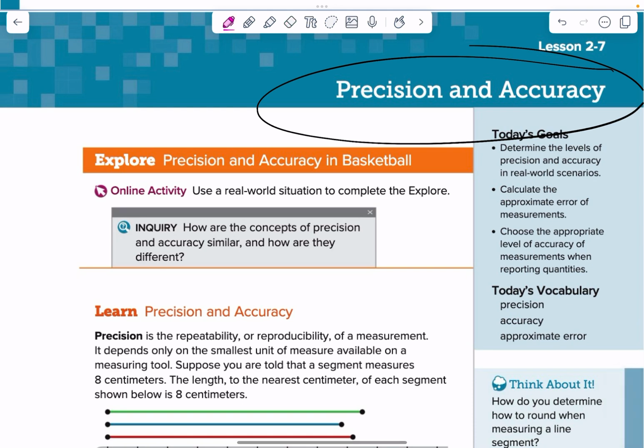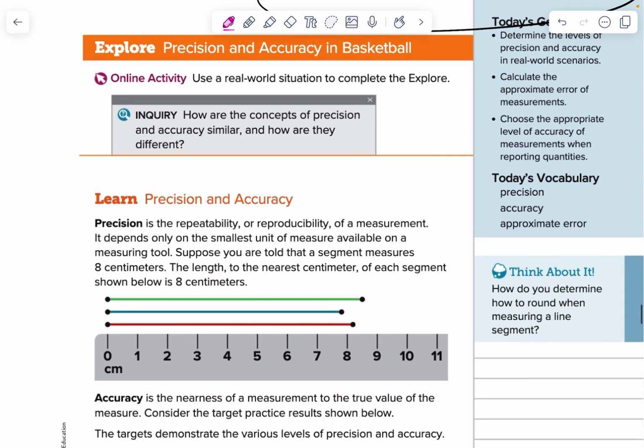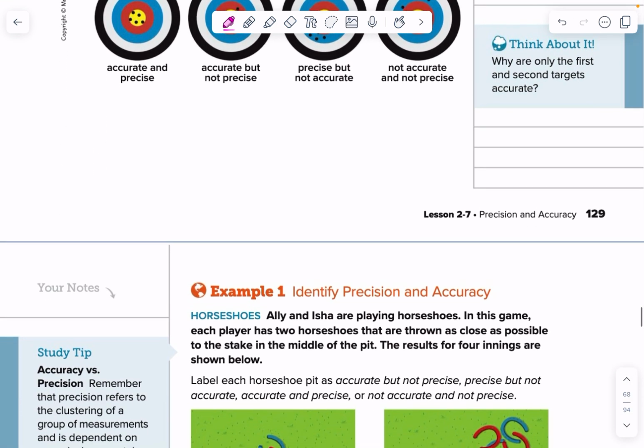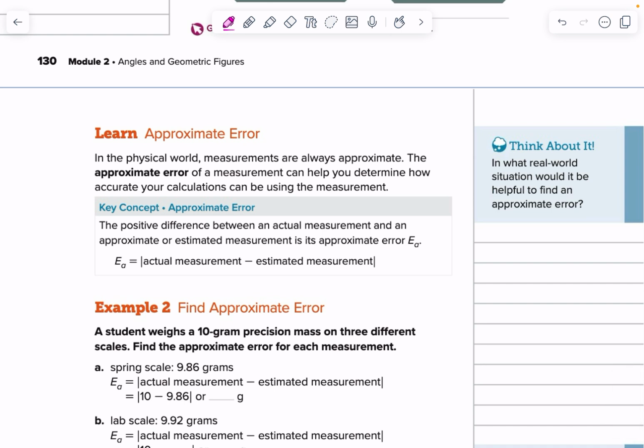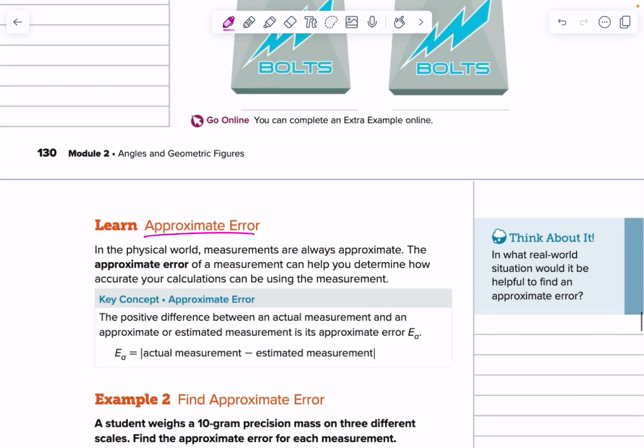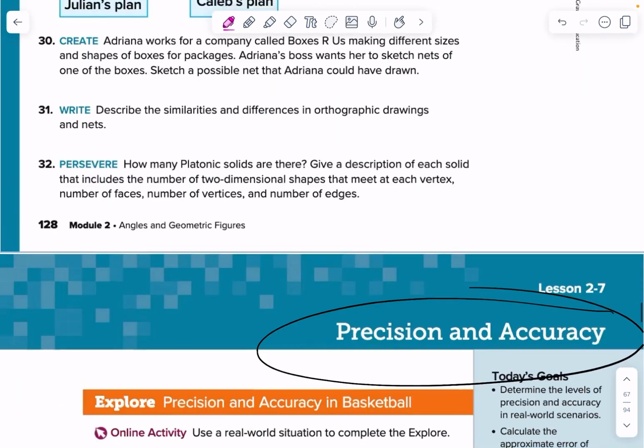We got new textbooks last year, and in the books before this, precision and accuracy was actually a longer section, and they had us calculate what's called relative error and absolute error. And they don't have us do that this time. Relative error has to do with precision. Absolute error has to do with accuracy. Absolute error is kind of a tricky formula thing that you do. But now they're just having us do approximate error, which is super easy. So it doesn't go nearly into as much depth as it used to be. So this is going to be a quick, easy thing.